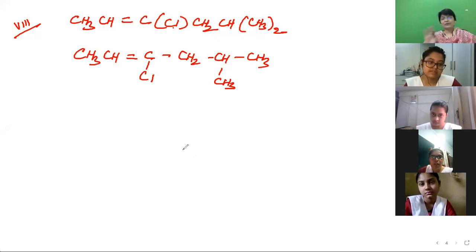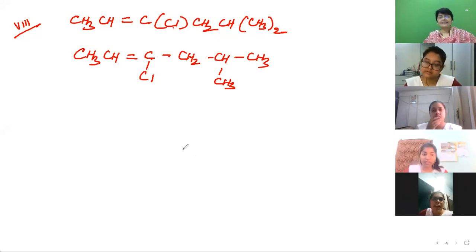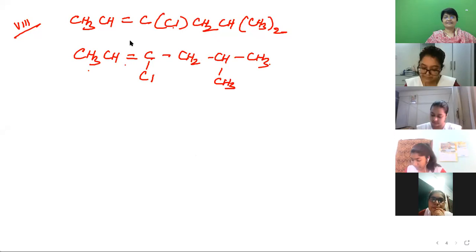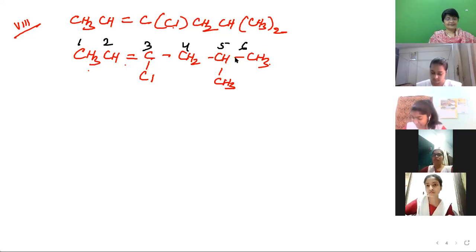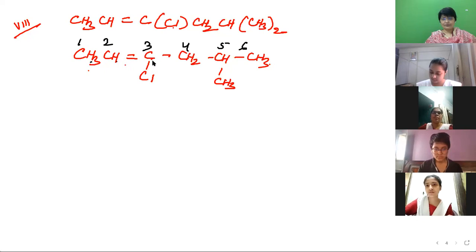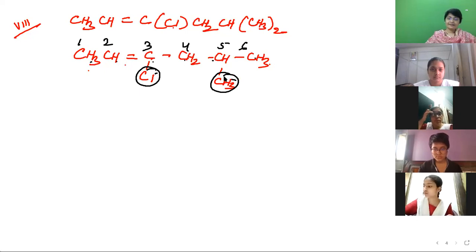Beta, will you be able to write? Left side, because the double bond is coming. Yes, the double bond is there. So right. Beta, everybody can participate. Ekam, show your josh. Everybody participate. Yes, miss. 1, 2, 3, 4, 5, 6. Okay. 3-chloro.